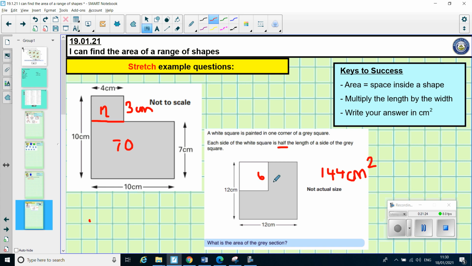But then I've got to take away this white section because it's covering up the grey section, isn't it? And I know that each side of this white section is 6 centimetres. So to work out the area of the white section of the square, I've got to do 6 times 6, which is 36. And then I've got to take that away from 144. So 144, take away my 36, and it gives me the answer 108. So the area of that grey section then is 108 centimetres squared. Okay, because I've worked out the whole square and then taken away the smaller square.